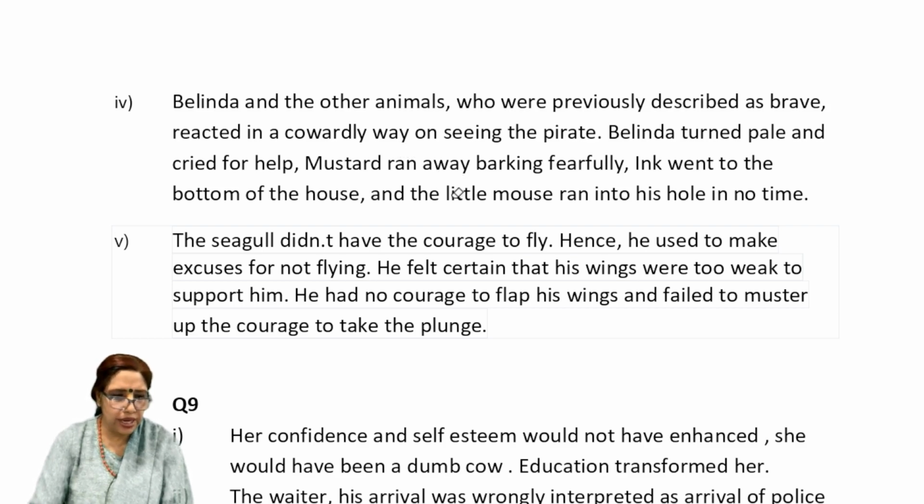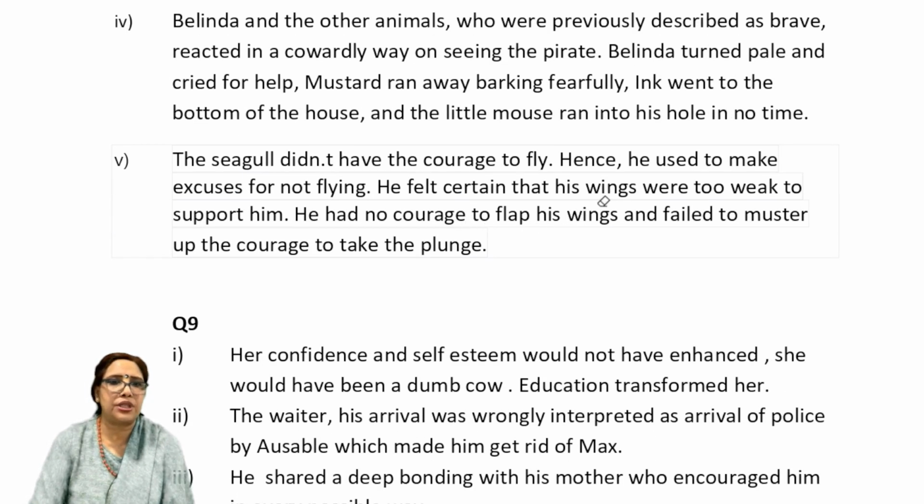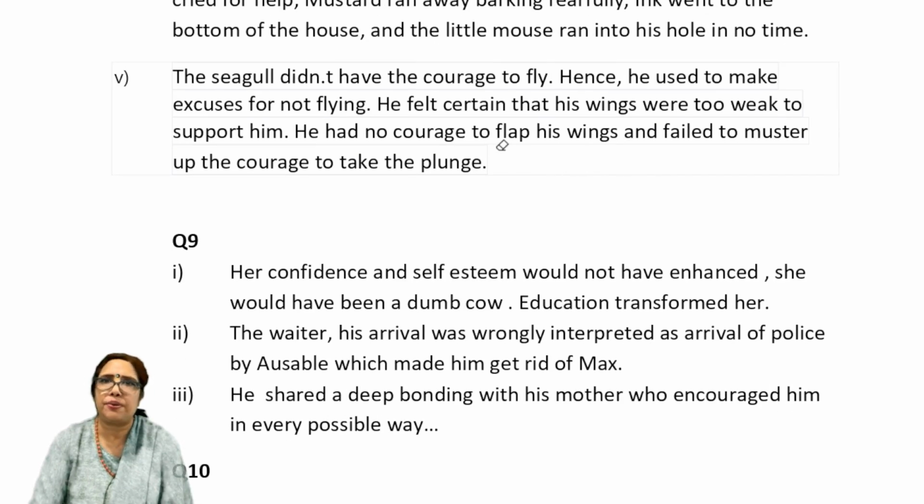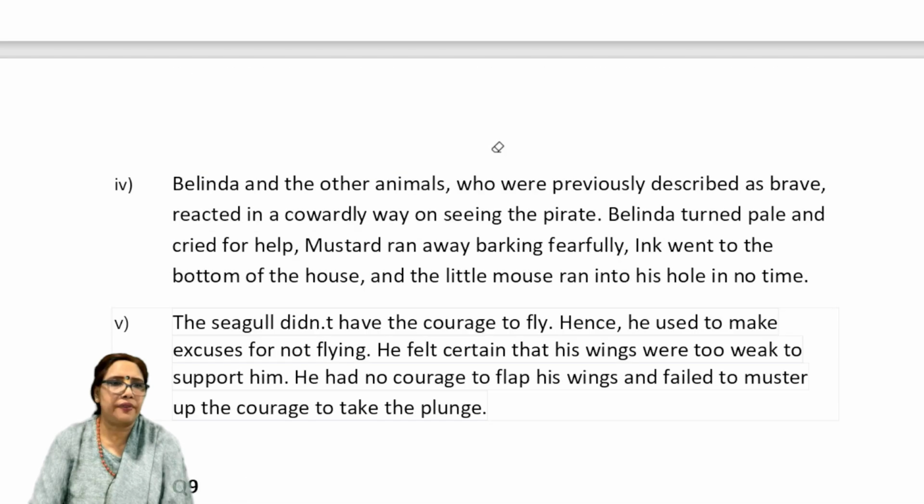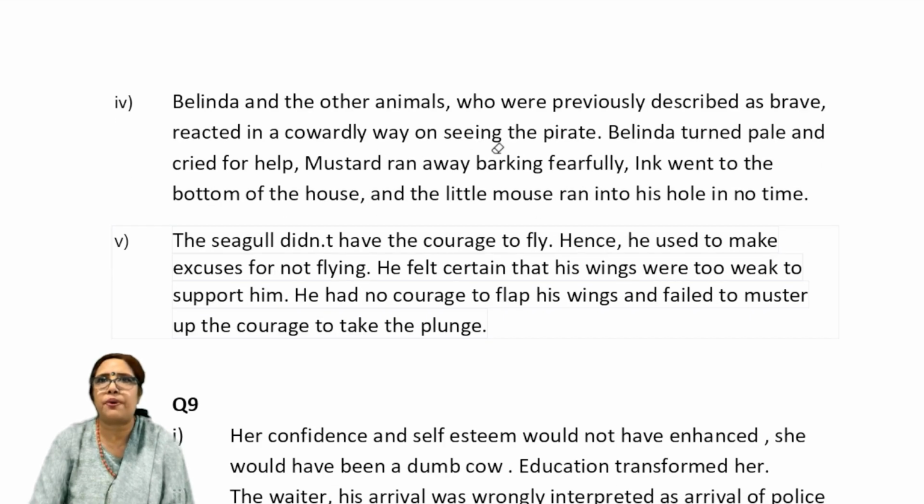Flying is a natural act in birds. Then why was the young seagull exhausted by the strange exercise? And yes, the answer to this is that he used to make excuses for not flying. He felt certain that his wings were too weak to support him, and therefore he had no courage to flap his wings, and he failed to muster up courage to take the plunge. So here we end up discussing question number 8, all the parts.